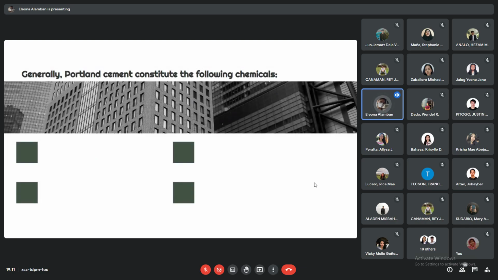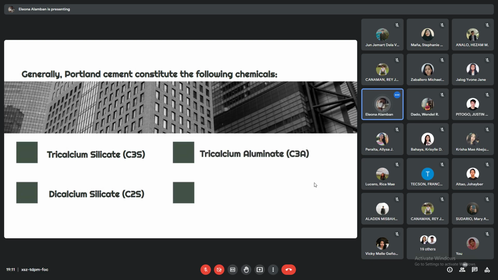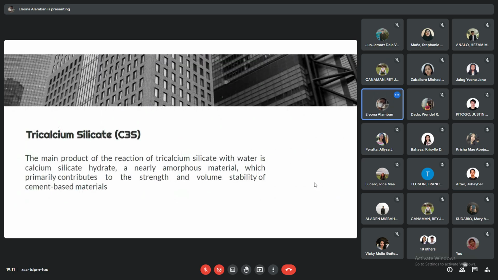Now, generally, Portland cement constitutes the following chemicals. First, we have the tricalcium silicate or C3S, dicalcium silicate C2S, tricalcium aluminate C3A, and tetracalcium aluminoferrite or C4AF. Now, the tricalcium silicate: the main product of its reaction with water is calcium silicate hydrate, a nearly amorphous material which primarily contributes to the strength and volume stability of cement-based materials.